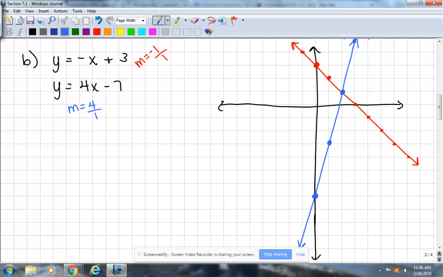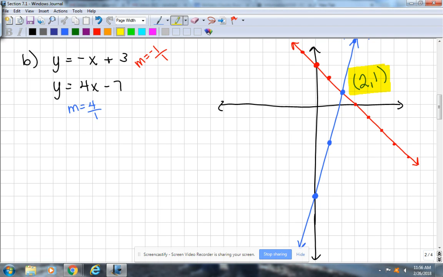And remember that the ordered pair solution is where these two lines cross. So these two lines are crossing right here at the point (2, 1). Positive 2, positive 1. So the solution is the point where the two lines intersect.